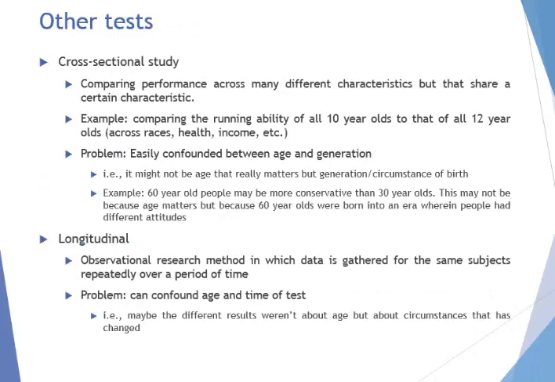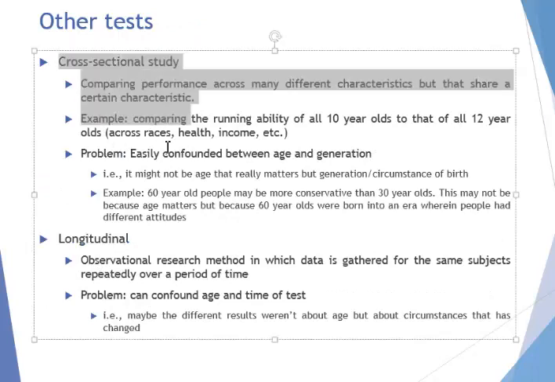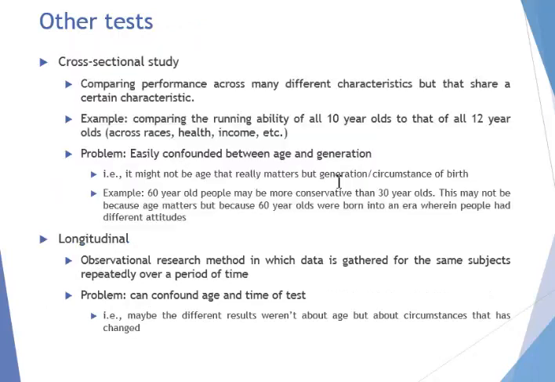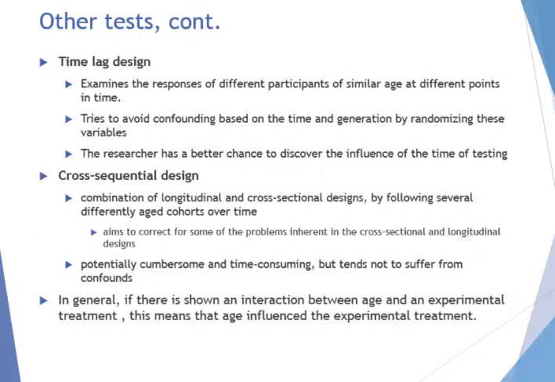Again, it tries to take the benefits of the cross-sectional study without the confounding of that eras tend to do. Then you've got the cross-sequential design, which is a combination of longitudinal and cross-sectional designs by following many differently aged cohorts over time. In other words, you're kind of doing both. You're doing a longitudinal and a cross-sectional design by having several different people, but starting at different ages.